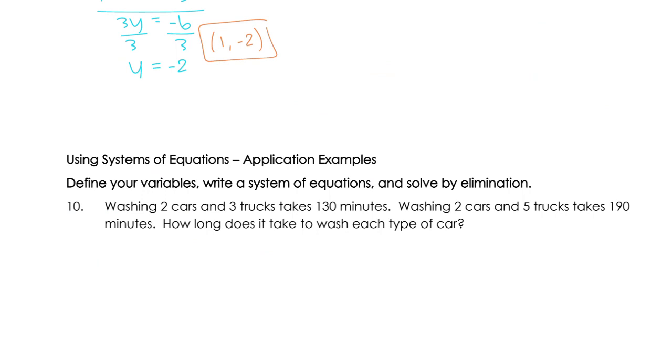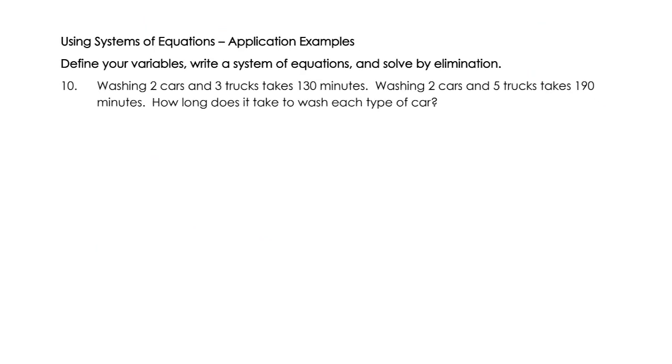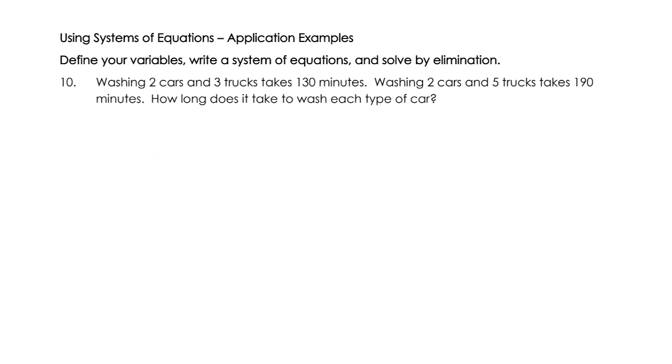Okay, we have 2 word problems before we are done with these notes. Looking at number 10 here, notice that our directions first say we have to define our variables. So I'm going to have x equals something and y equals something. We need to ask ourselves, what are the 2 things that we're talking about? We're talking about washing 2 cars and 3 trucks takes 130 minutes. Washing 2 cars and 5 trucks takes 190 minutes. So x would have to be cars and y would have to be trucks. Those are the 2 things that we're talking about here.